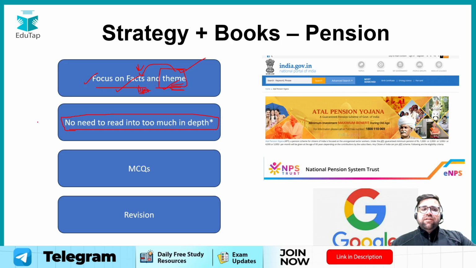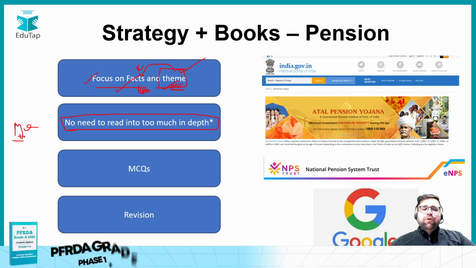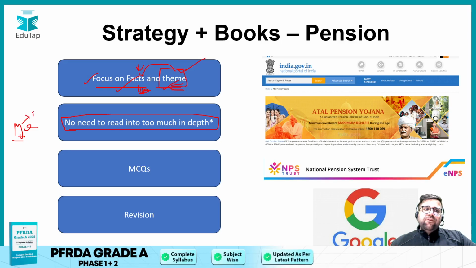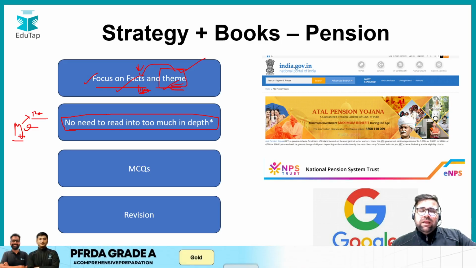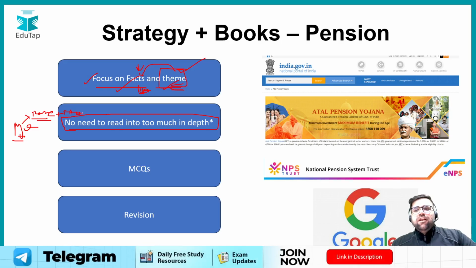Rather, what you can do is analyze the previous year questions and you will come to know that maximum questions are coming from the theme of the scheme only. Now, if you are confused regarding the theme of the scheme, I mean important information. So you have to cover the theme of the scheme, right? And then you can cover certain FAQs which you can easily find on the website of Atal Pension Yojana itself.